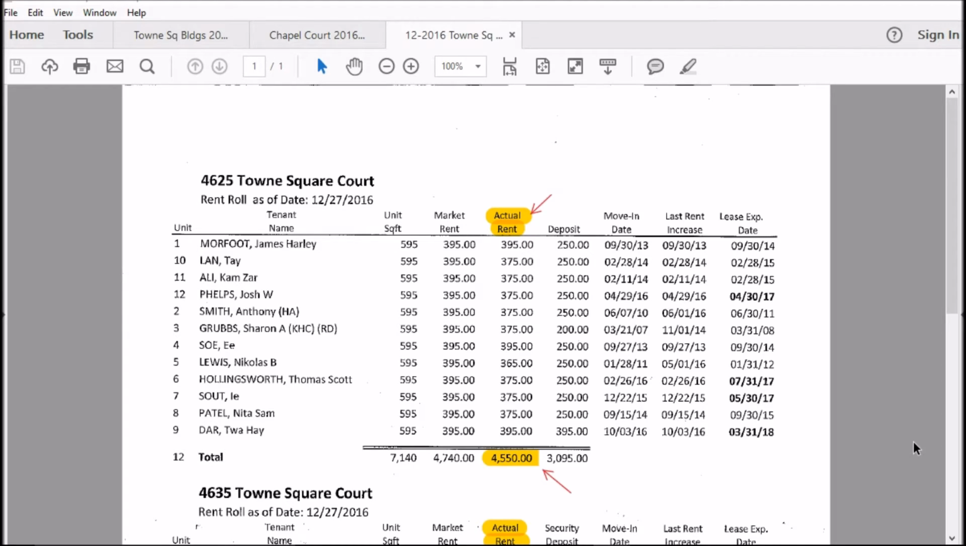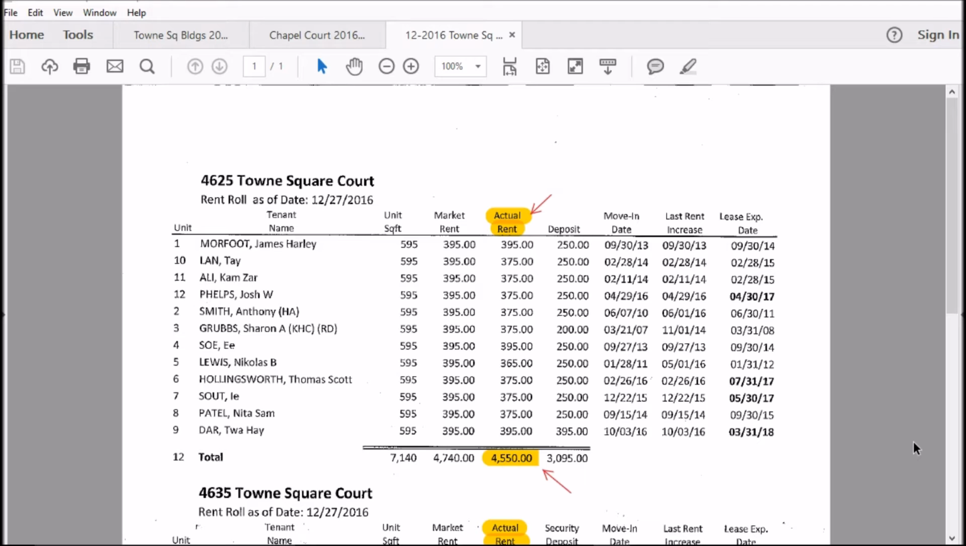Okay, hey guys, here we are on my computer. Wanted to go over a few documents that you should get familiar with when you're evaluating multifamily properties. I have a couple P&L statements here and a rent roll for one particular property that you're going to need.